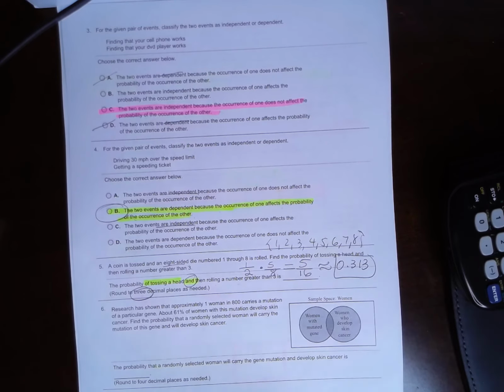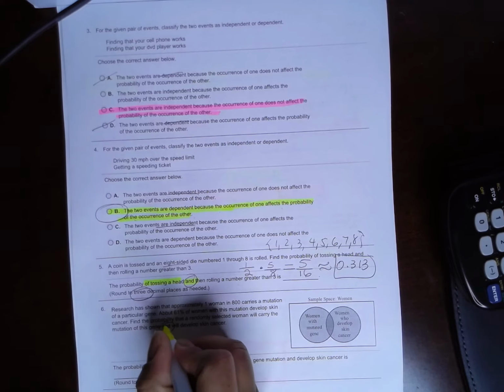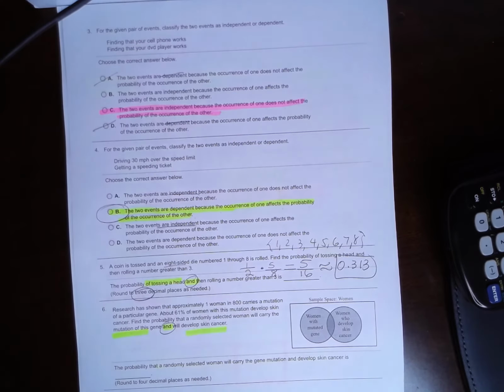Research has shown that approximately 1 woman in 800 carries a mutation of a particular gene. About 61% of women with this mutation develop a skin cancer. Find the probability that a randomly selected woman will carry the mutation of this gene and will develop skin cancer. Okay, again, "and" must inspire you to multiply.